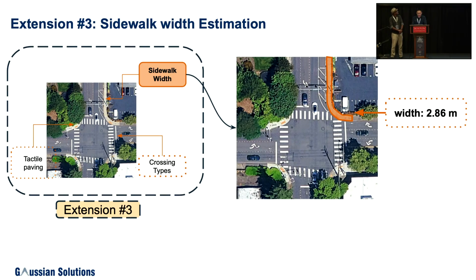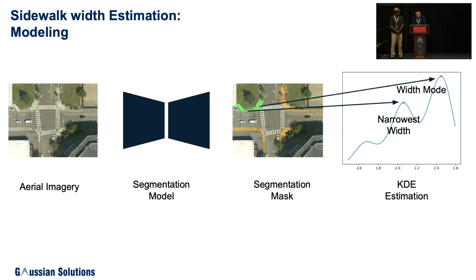So we can just let the machine go through every single line string on the OSM and then assign the width to the sidewalks if it doesn't already exist. And here's just an overview of how this works. Again, we use aerial imagery as input, and then we pass it through a semantic segmentation model, which gives us the pixel level predictions on where the sidewalks are.